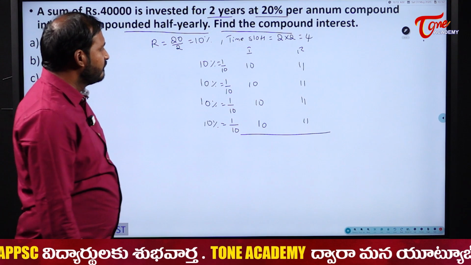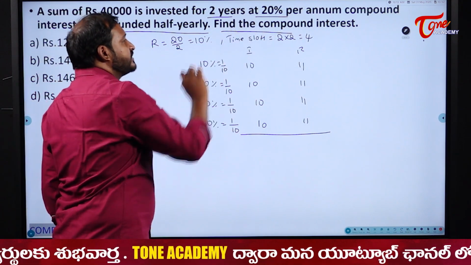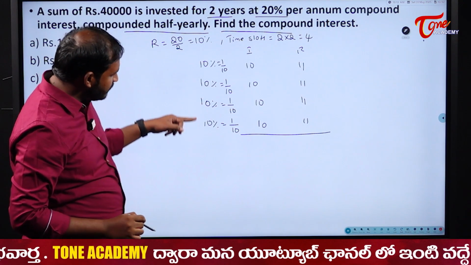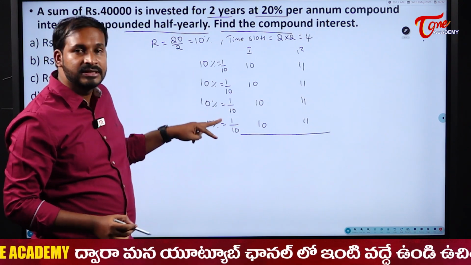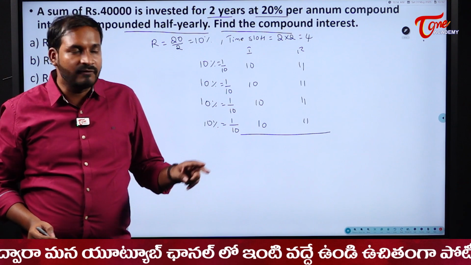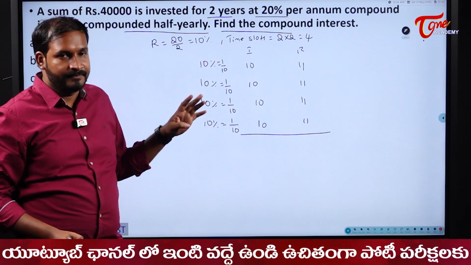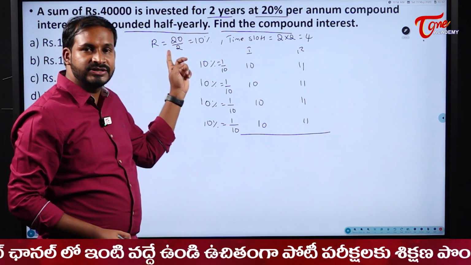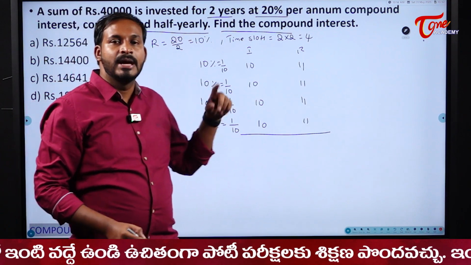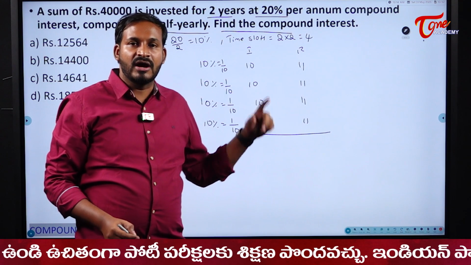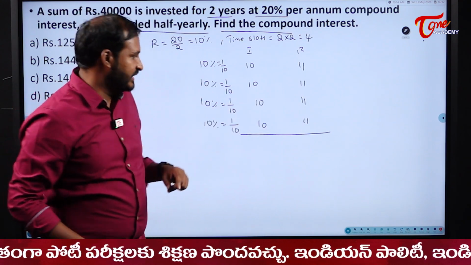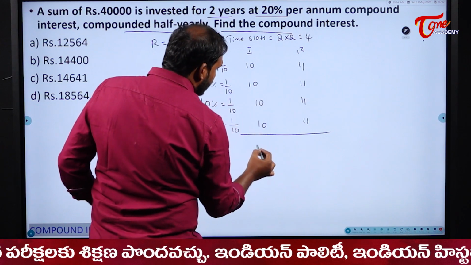Am I correct? Why? See, actually the duration is 2 years. But how many slots I have written? 4. The reason is time becomes double. Every year contains 2 half years. That is the reason 4 it became. Next, rate of interest, actually it is 20, but I have written it as 10. Why? Because per annum it is 20%. For half year it will become how much? 10%.